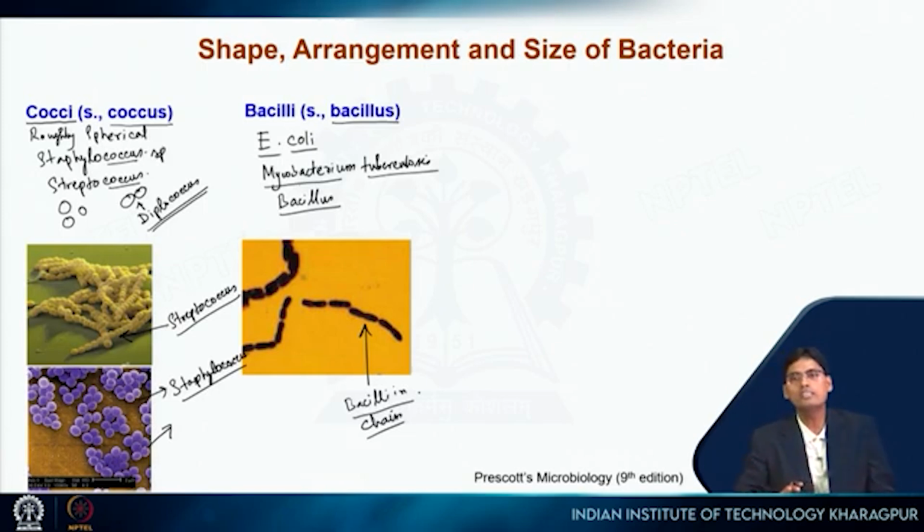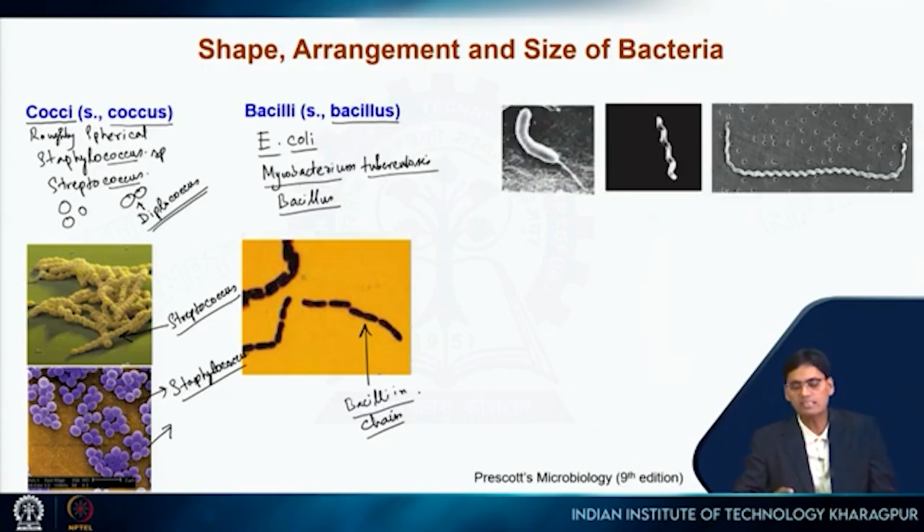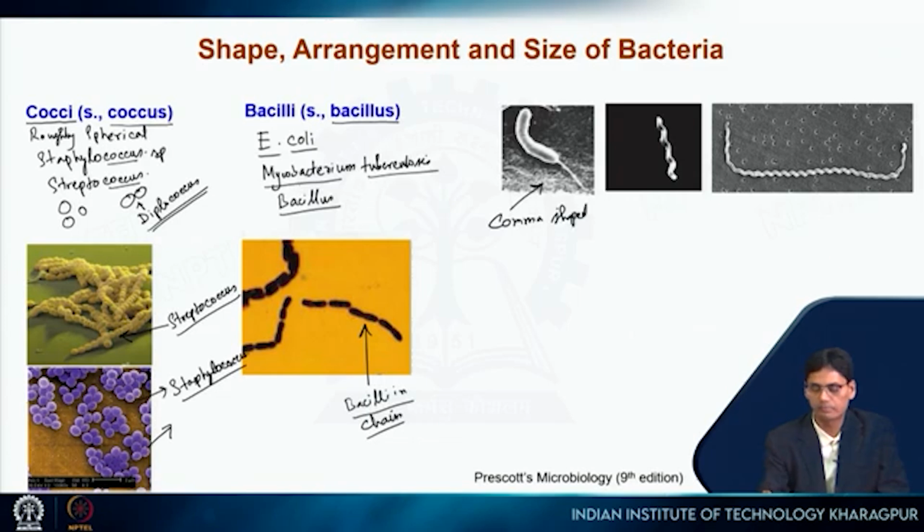These two, cocci and bacilli, are the most common forms of bacteria in terms of their shape. But there are some deviations from this standard format, like coccus and bacillus. As you can see, this is one bacteria that looks comma shaped. It's comma shaped, right? One example is Vibrio cholerae. Vibrio cholerae is a bacteria, and it looks like this comma shaped bacteria.